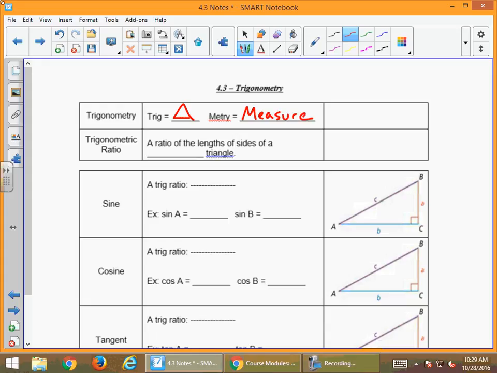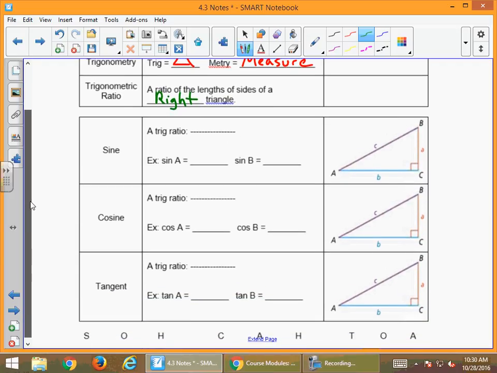Now, more importantly, it's a special type that we're going to be focusing on. This deals with the trigonometric ratio. It's a ratio of lengths of sides of a right triangle. We're going to be doing this with right triangles here. So much of our time, we'll be dealing with those right triangles.